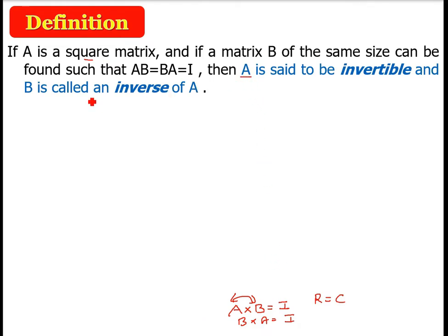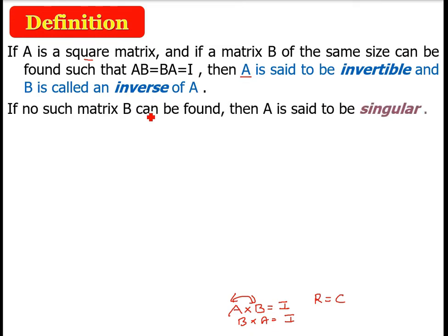So A is said to be invertible and B is called the inverse if A multiplied by B is equal to I. If no such matrix B can be found so that A into B is equal to I, then we say A is said to be singular. Singular means the determinant is going to be 0, and division by the determinant, which is equal to 0, for a singular matrix is not defined.